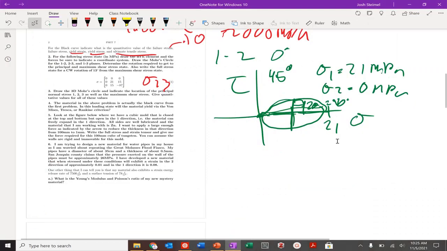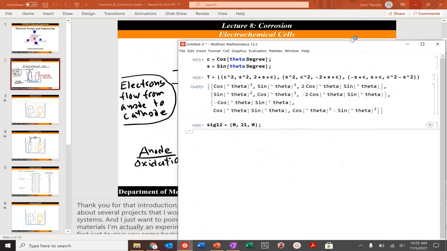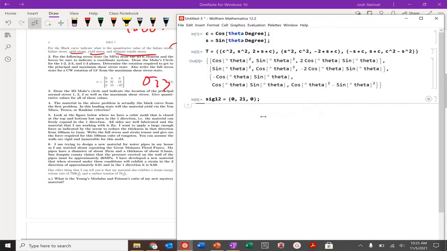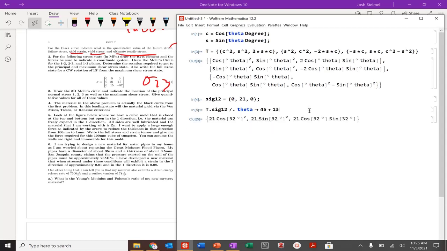Or I can look at it from the other way. So again, you can solve this problem multiple ways. Actually, we'll do that together right now because this is an interesting one to do. Let me pull this back up. So I could do it a couple ways. I could do T dot sigma 12 /. theta goes to 45 plus 13, and look at this numerically. I can do T dot sigma 12 /. theta goes to 45 minus 13.